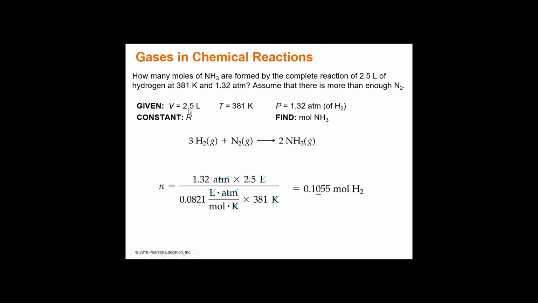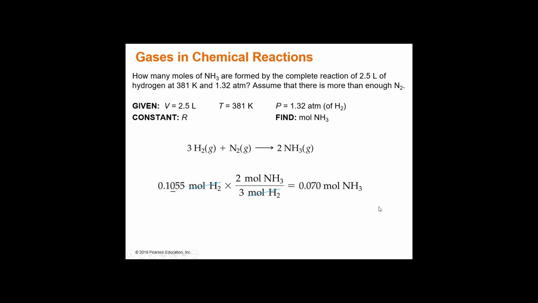We're given the volume, the temperature, and the pressure. With these three variables and the gas constant, we can solve for the moles of hydrogen. We set everything up, isolate n, and it gives us our value for the moles of hydrogen. The next step is to use the balanced equation with the coefficients to determine the moles of ammonia. We have 3 moles of hydrogen for every 2 moles of ammonia. We set that up here, and this produces 0.070 moles of ammonia.